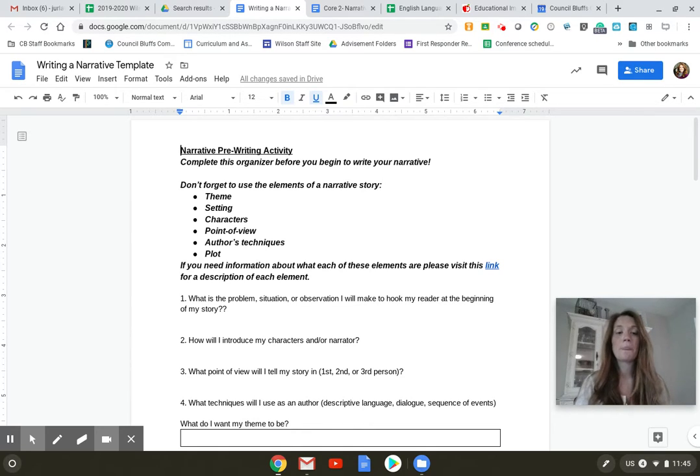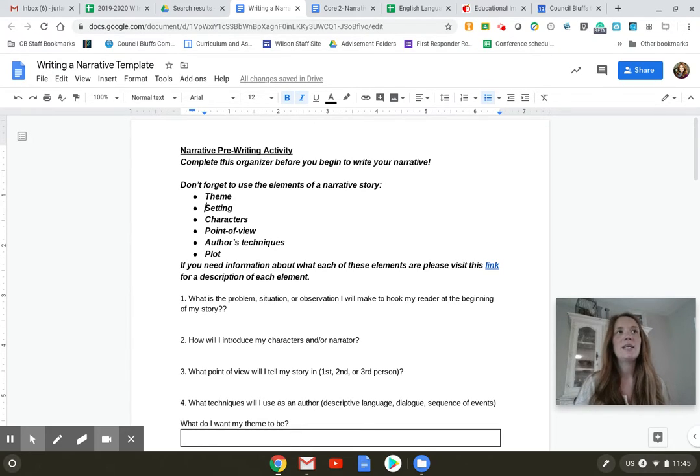still consider fiction. So by this point, you should also know that there are some elements of a narrative, and I have those here on the screen for us. So the elements of a narrative are listed here. Theme, which is the lesson or message that the author wants you to take away after you've read the story. So be thinking about, like, what lesson do I want my reader to learn from my story?